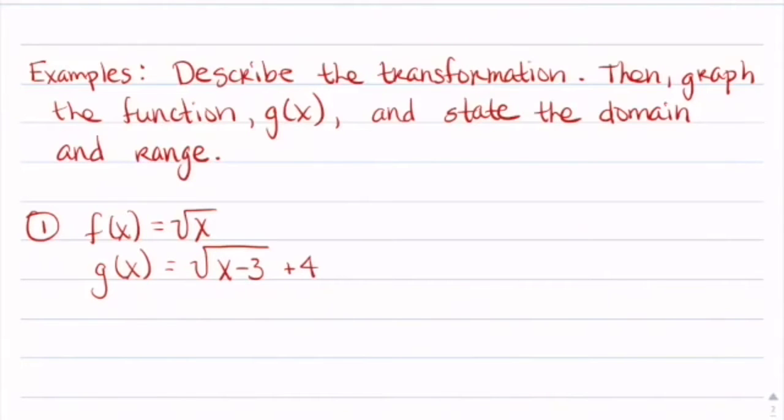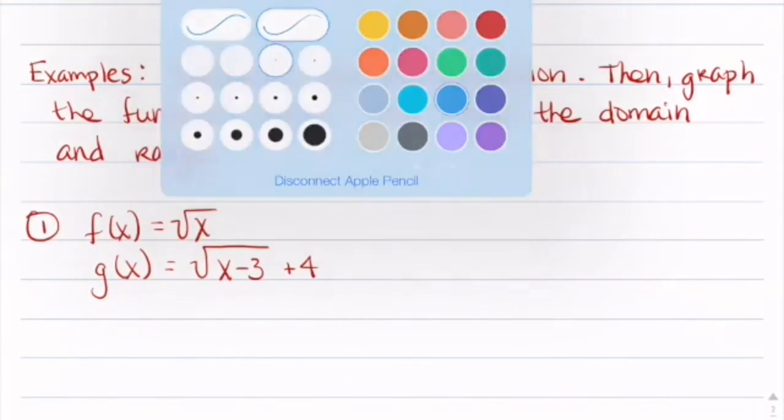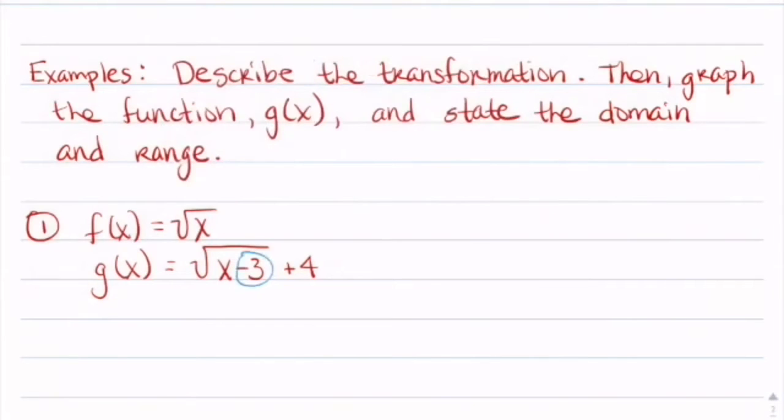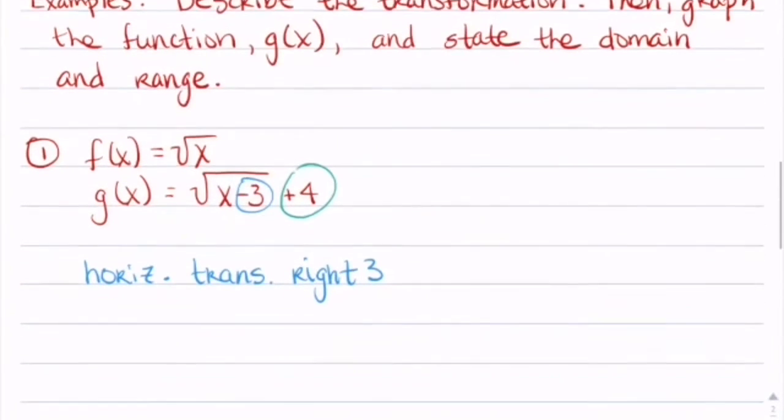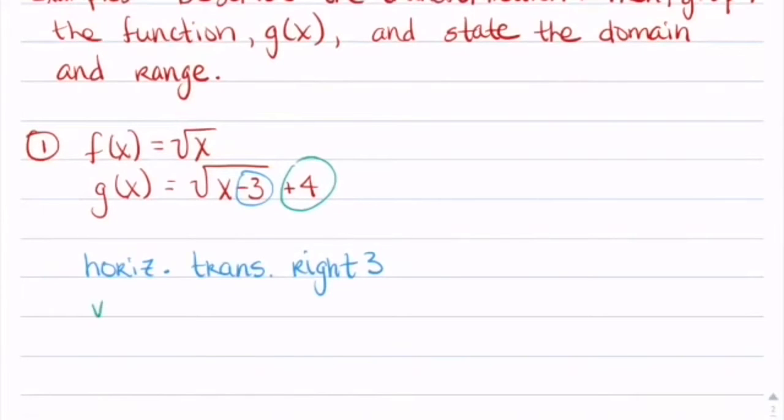So let's take a look at what we've done to this. Inside with x, we have a minus 3. Remember, inside is horizontal and opposite. So horizontal translation, right 3. Next, the 4 on the outside is a vertical translation. And that's going to be up, positive, by 4.